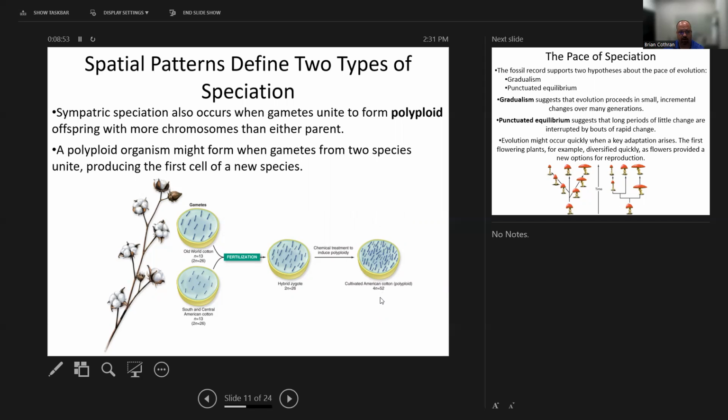This is called polyploidism. Now, it doesn't work real well for animals, but there's a lot of polyploids in the plant world. But at this point, it is its own different new variety, okay? And it will no longer usually mate with Old World cotton or the South Central American cotton.